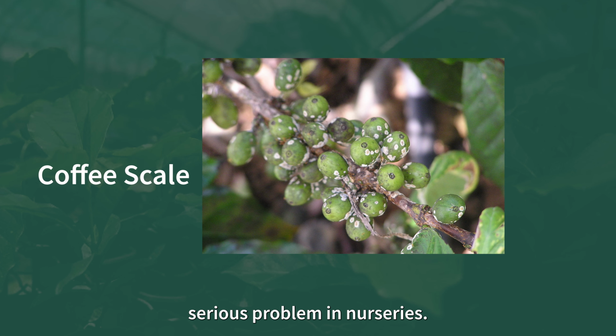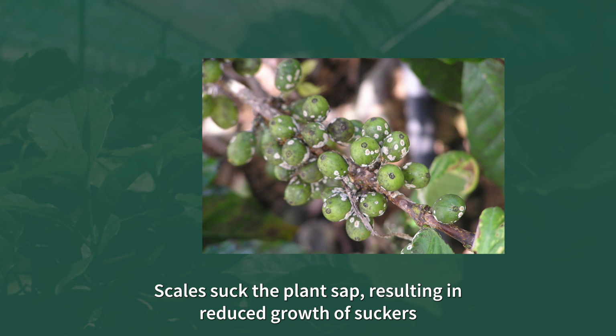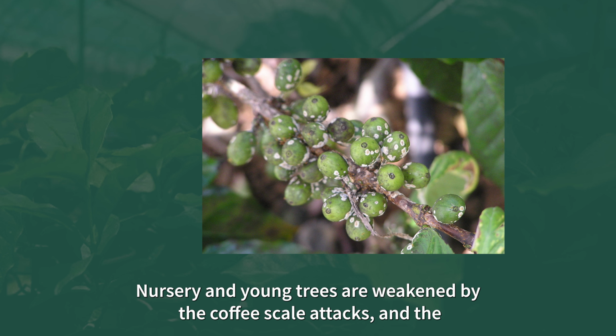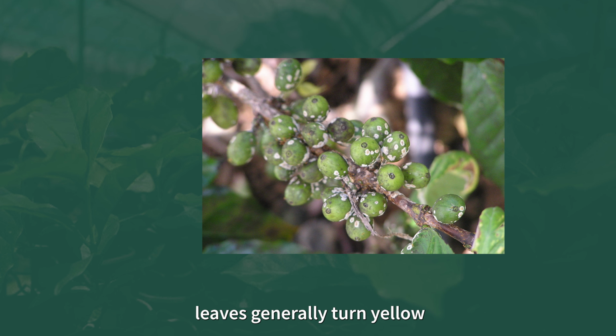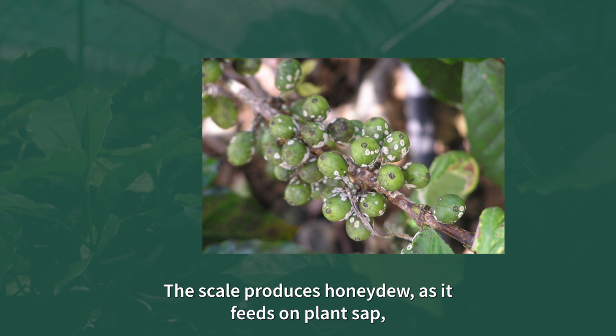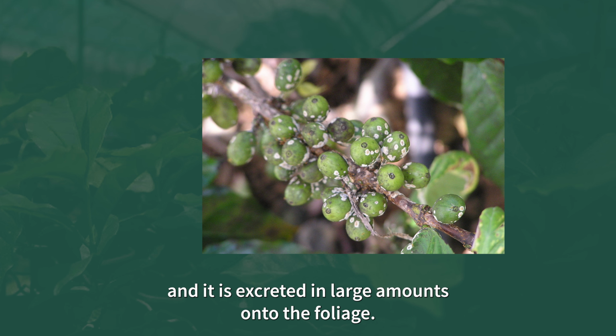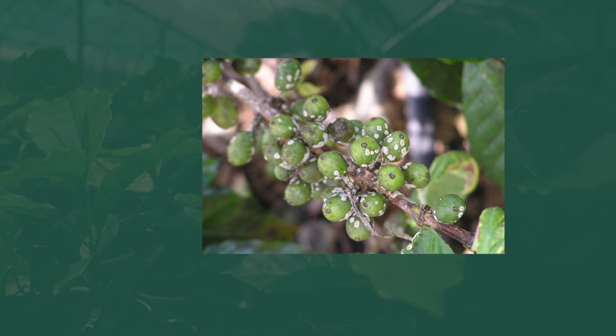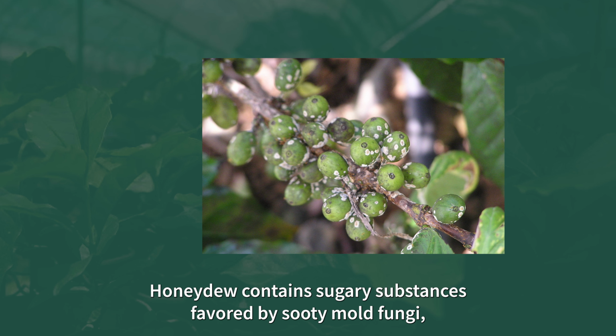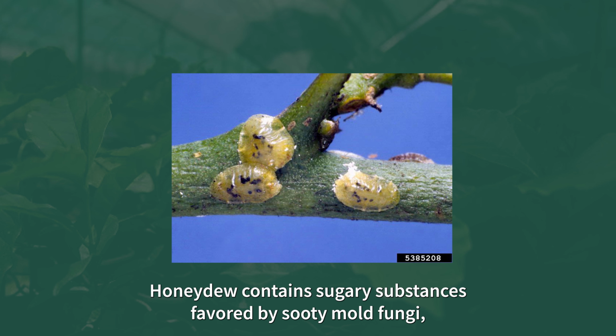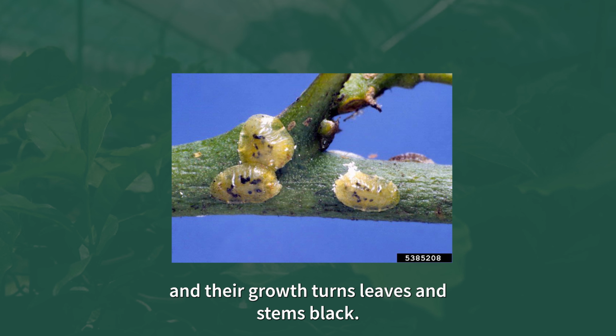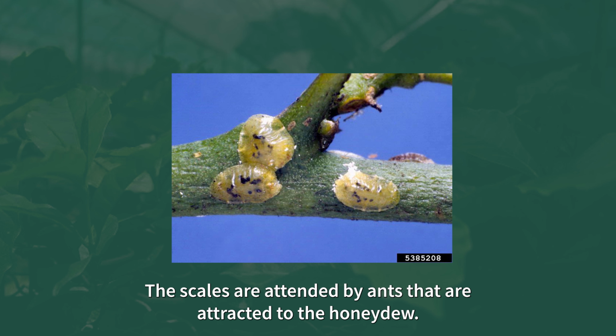Coffee scale is a common and serious problem in nurseries. Scales suck the plant sap, resulting in reduced growth of suckers. Nursery and young trees are weakened by coffee scale attacks, and the leaves generally turn yellow. The scale produces honeydew as it feeds on plant sap, and it's excreted in large amounts onto the foliage. Honeydew contains sugary substances favored by sooty mold fungi, and their growth turns leaves and stems black. The scales are attended by ants that are attracted to the honeydew.